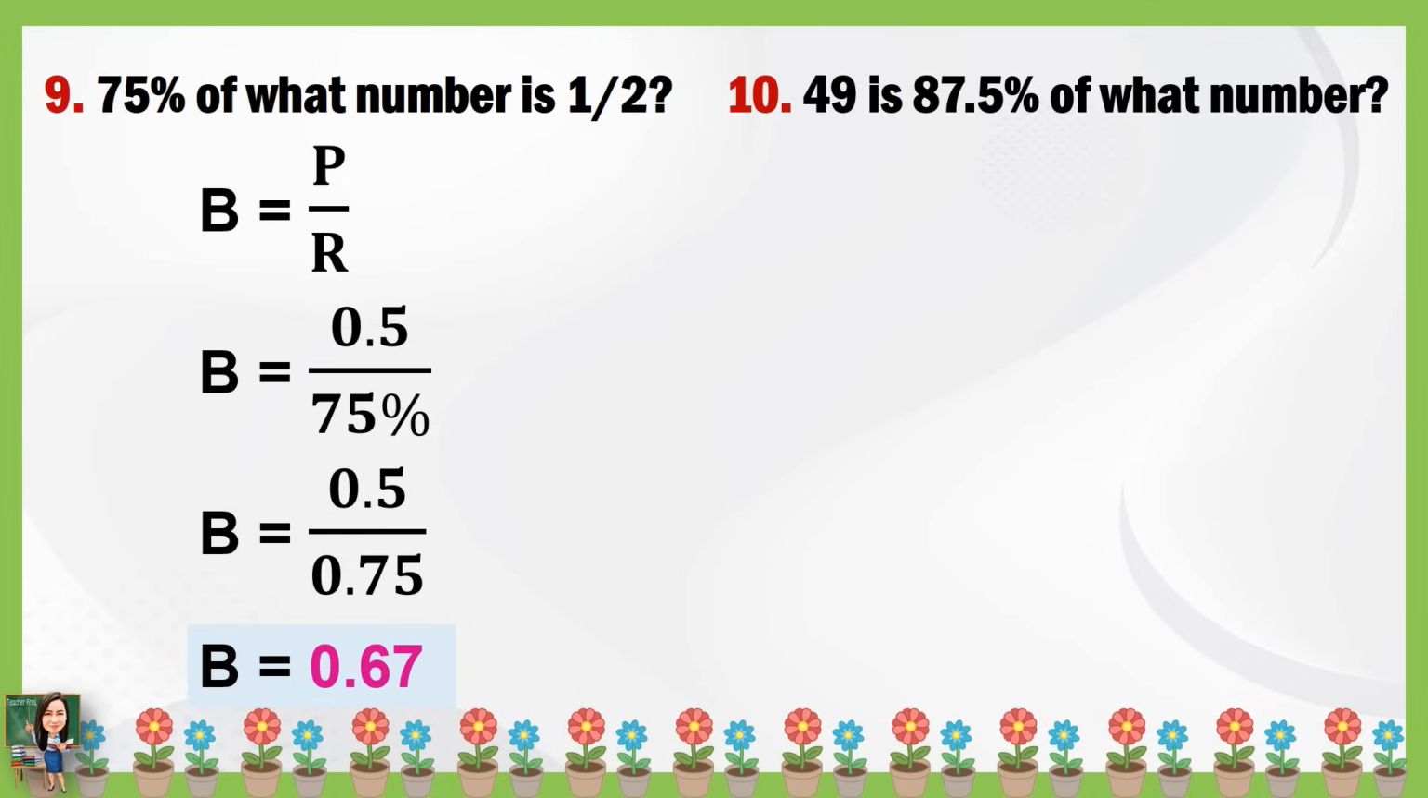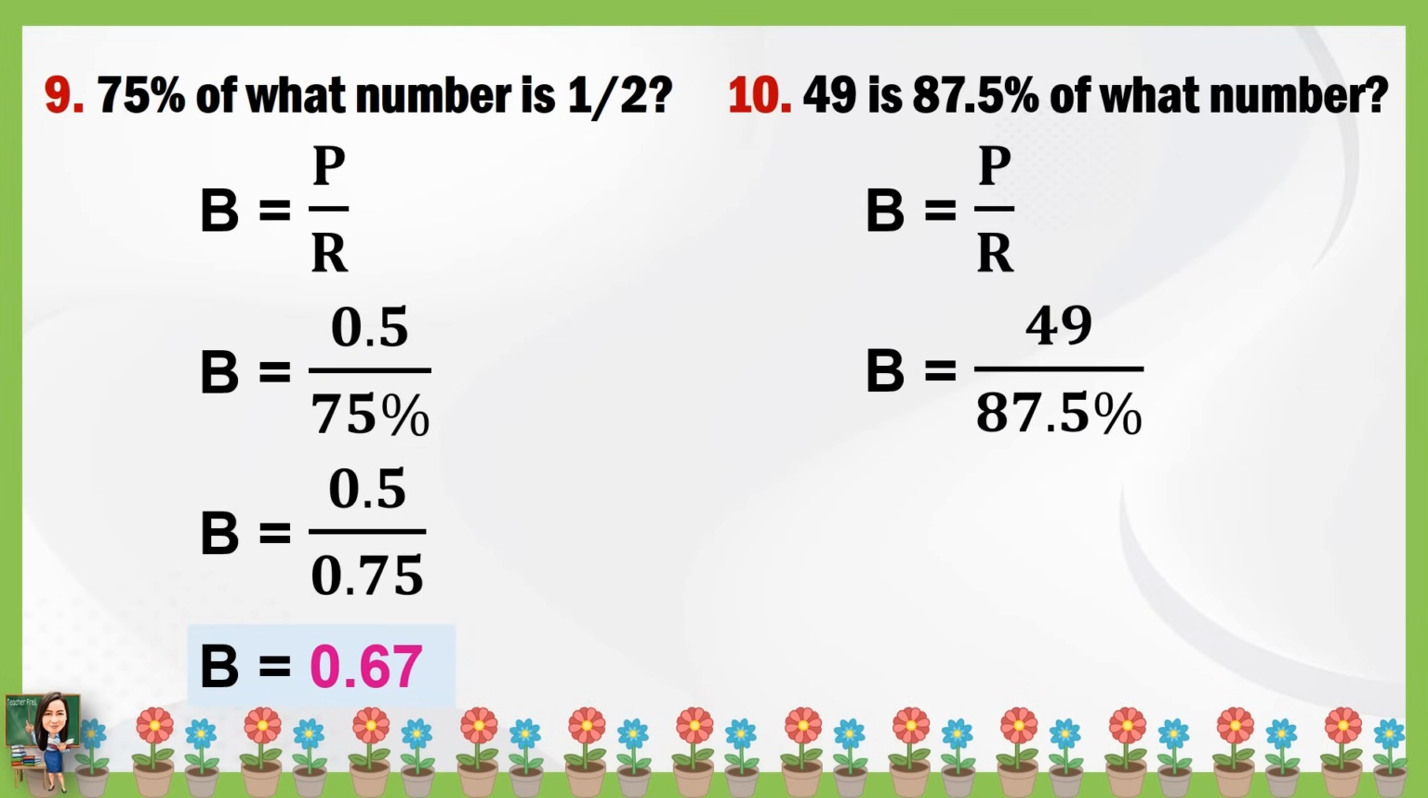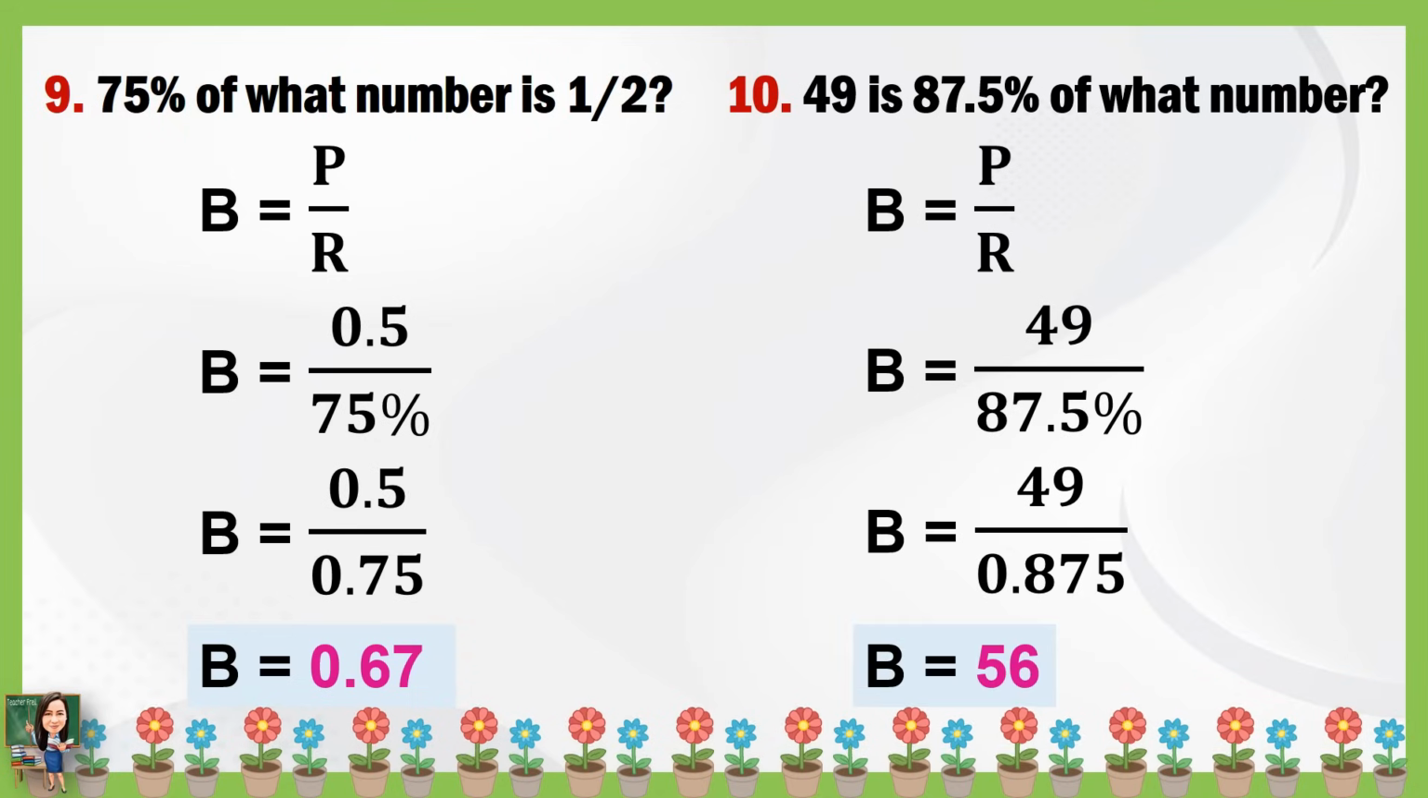And for number 10, 49 is 87 and 5% of what number? Use this formula. Base equals 49 divided by 87.5%, or 49 divided by 875 thousandths equals 56. The base is 56.